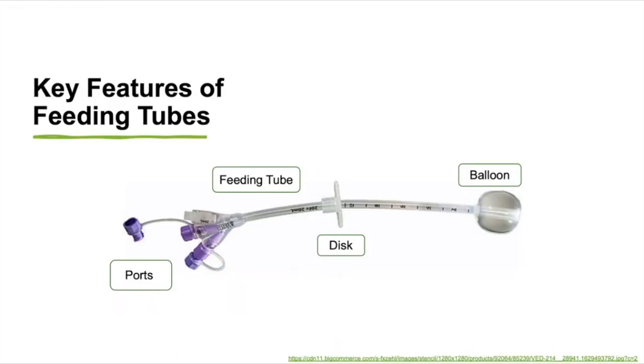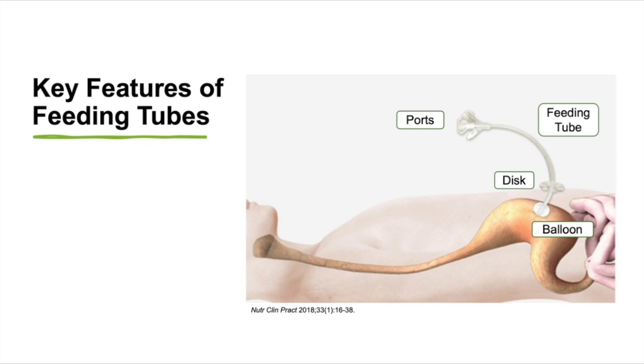The ports are where a connector can be used to deliver the feed and/or medication through the feeding tube. The feeding tube is the length of the tube, and small bowel terminations are longer and stomach termination tubes are shorter. The disc secures the tube on the abdominal wall to prevent movement of tube. The balloon is a part of the tube that sits against the stomach wall to prevent dislodgement. Here is an example of the feeding tube inserted into the stomach. As you can see, the disc sits against the abdominal wall and the balloon sits against the stomach wall.